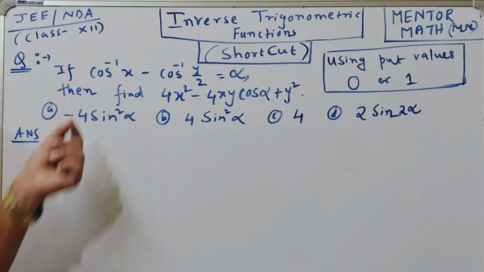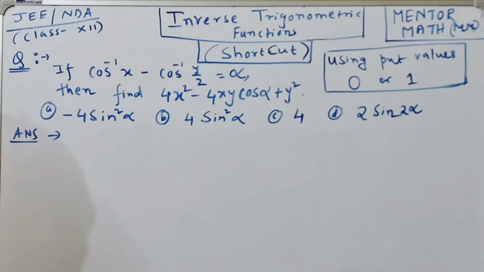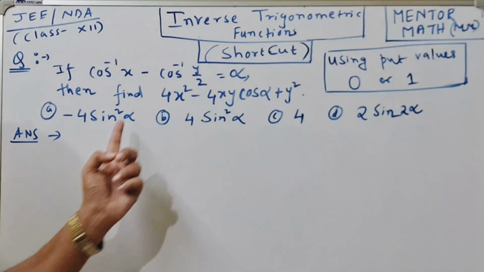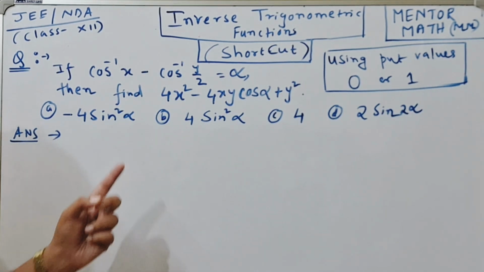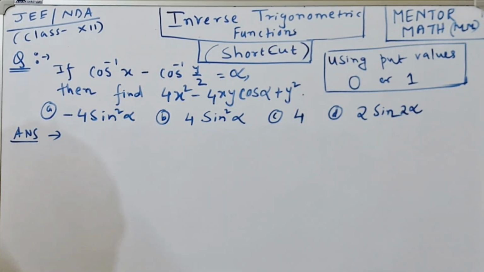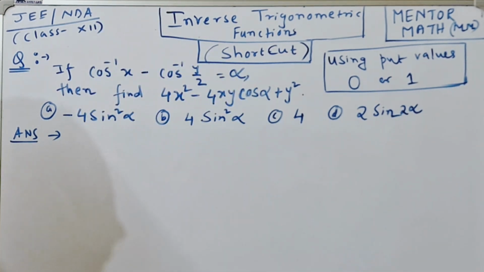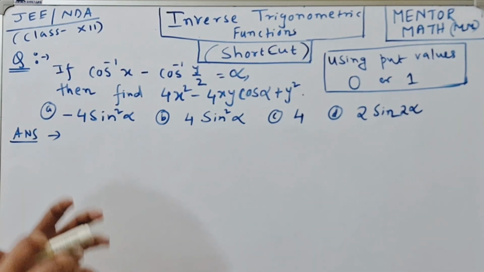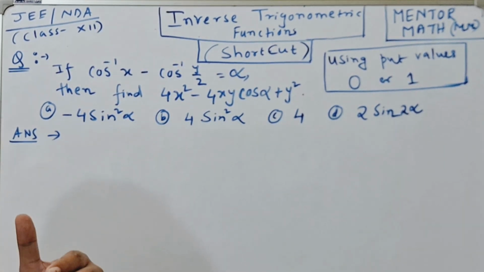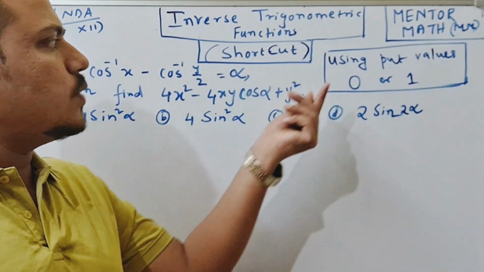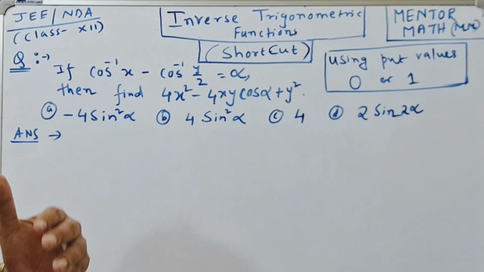If cos inverse x minus cos inverse y is equal to alpha, then you have to find the value of the expression 4x square minus 4xy cos alpha plus y square. For that shortcut process, we basically put in values, so we have to use the value 0 or 1. So how do we solve it?